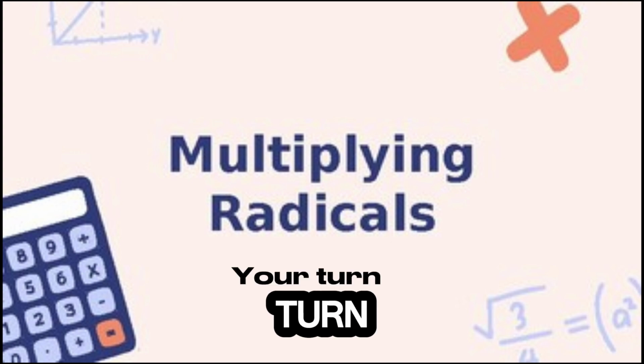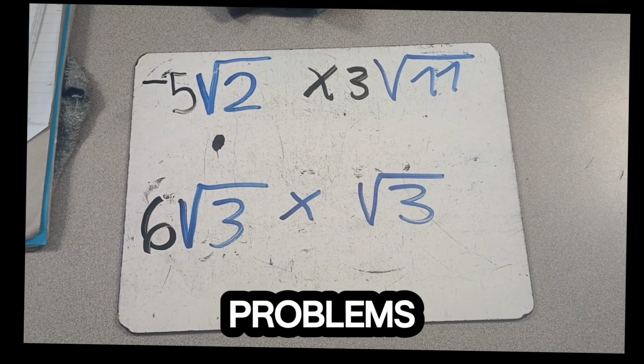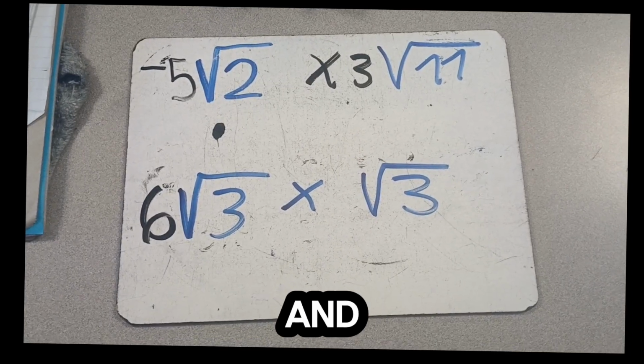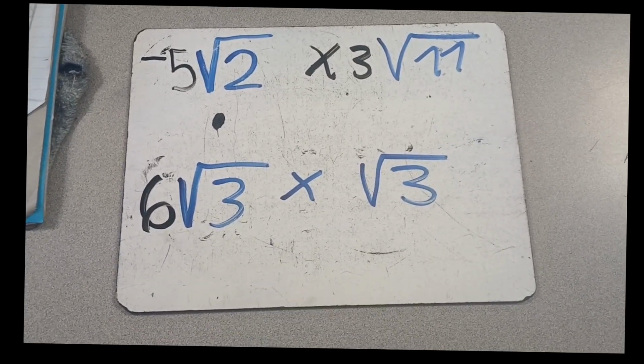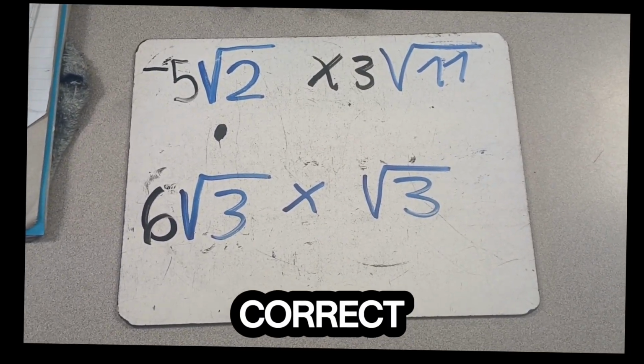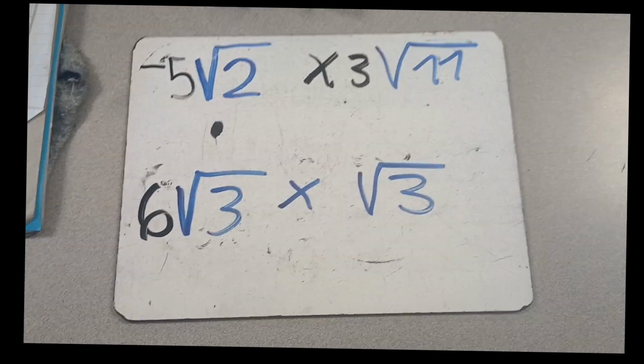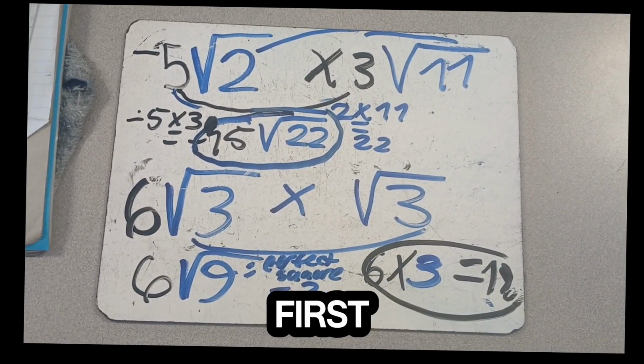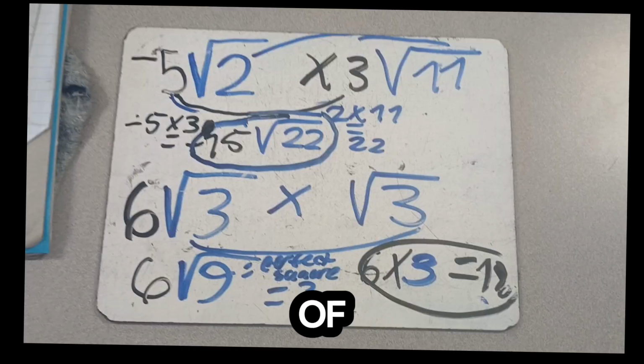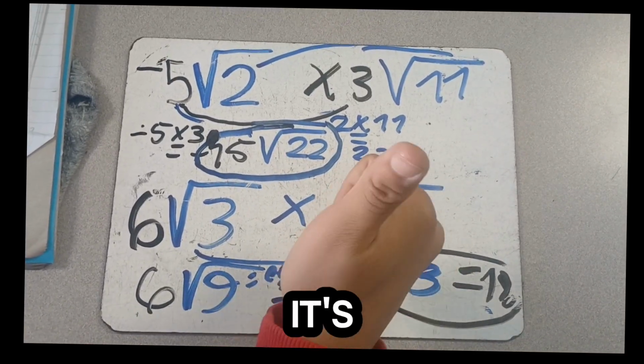Now it's your turn. I will give you two problems similar to the ones that we practiced. Here are the two problems. Pause the video, solve them, and when you have the answers, unpause it and look for the correct answers. So here are the correct answers. The first one is negative 15 square root of 22, and the second one is only 18.